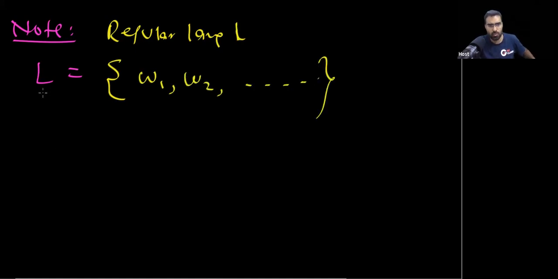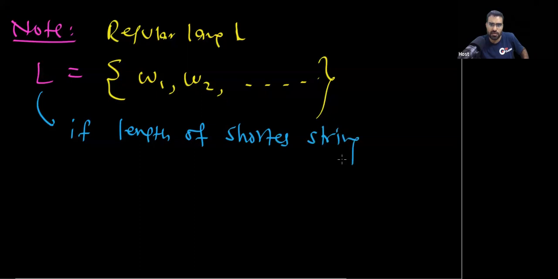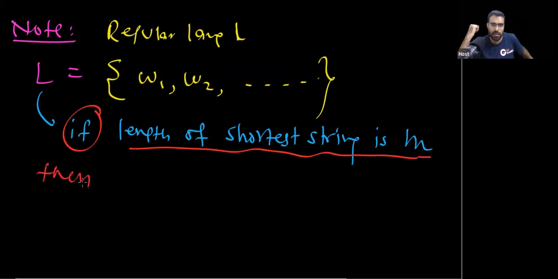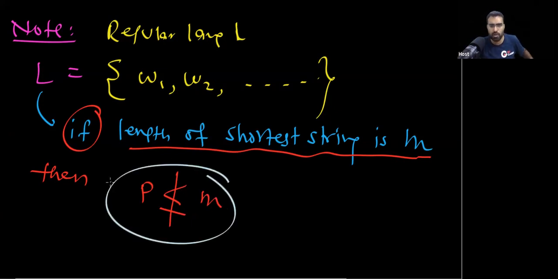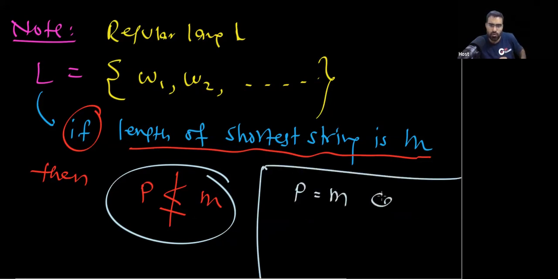Now assume the length of the shortest string is m. Then tell me which pumping length can never work. Then p cannot be less than or equal to m. Or I can say that p will definitely be greater than or equal to m. Means p equal to m can never work.